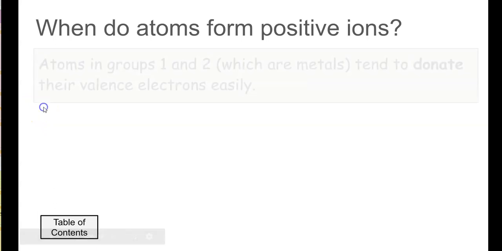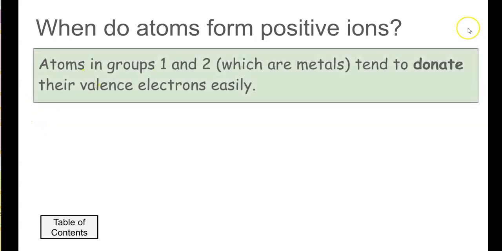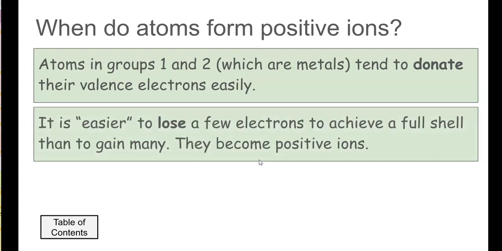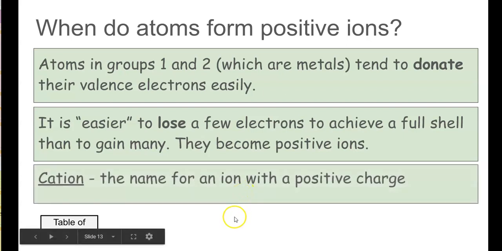When do atoms form positive ions? Well, if you remember, atoms in group 1 and 2, which are metals, tend to donate their valence electrons easily. Those are atoms like lithium and magnesium. We say it's easier to lose a few electrons to achieve a full shell than to gain many. So those ions that lose a few electrons become positive ions. We call those cations. That's the name we give for an ion with a positive charge.